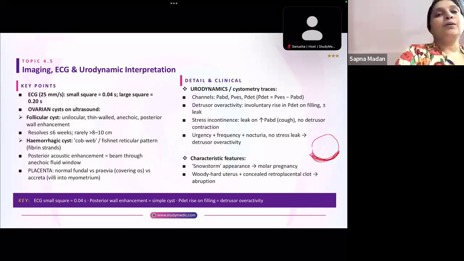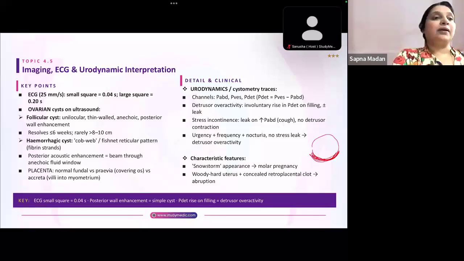The placenta is normally fundal, okay, but it could be low-lying and previa, which is covering the os, and it could be accreta, okay. So placenta accreta is when it is actually invading the myometrium, and the accreta spectrum has increta and percreta. Increta is when it is invading the myometrium more than 50%, and percreta is when it is perforating the myometrium and actually invading the surrounding organs. Okay, so that is the placenta accreta spectrum.